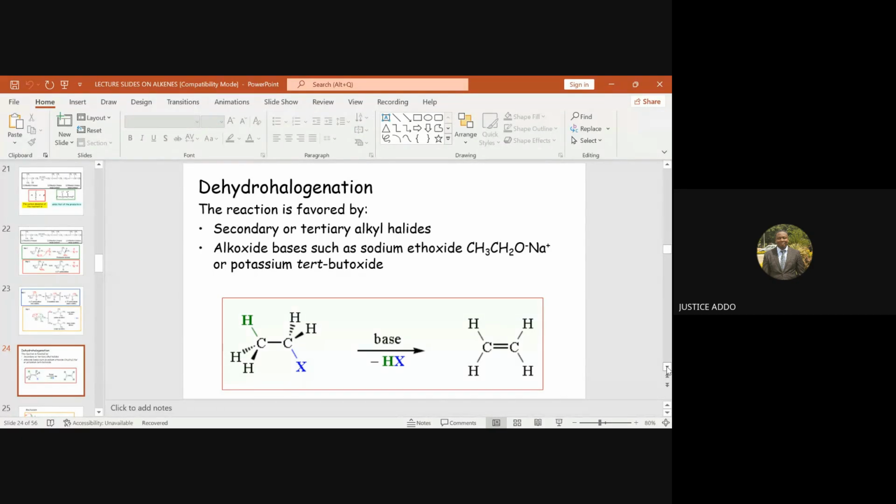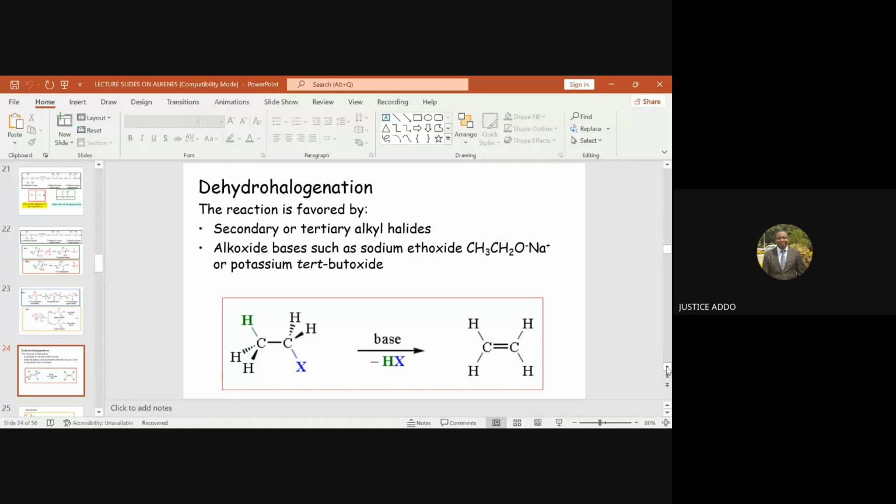So we move to the second method of preparing alkenes. And this one, you don't need an alcohol, you need an alkyl halide. Alkyl halide simply means that you have an alkyl residue in which one of the hydrogens has been replaced with what? A halogen. Either chlorine, bromine, fluorine, or whatever. So when you have an alkyl halide, in the presence of a base, you form an alkene.